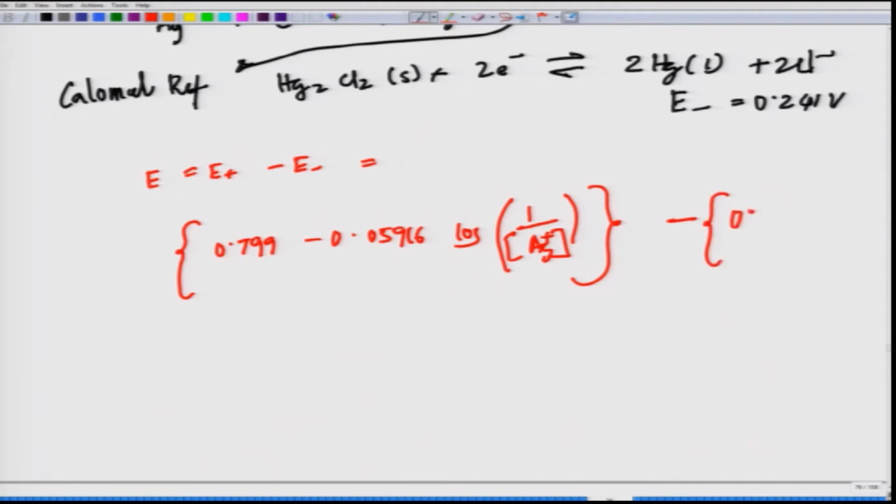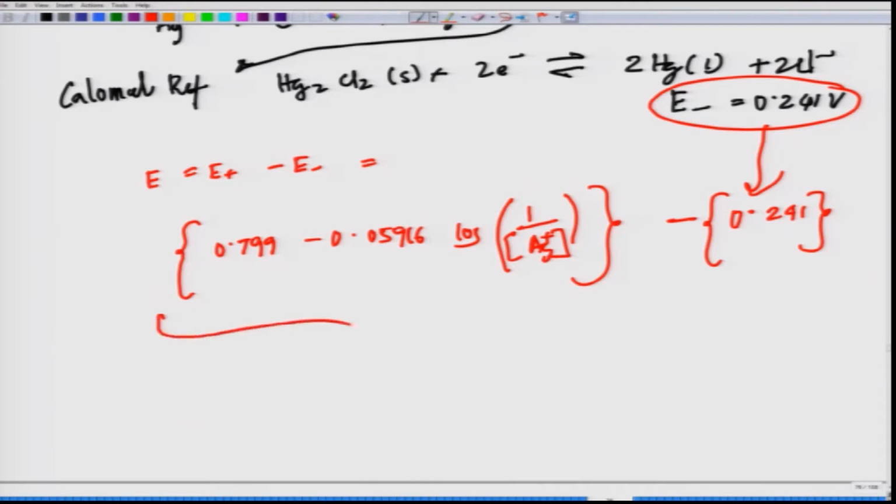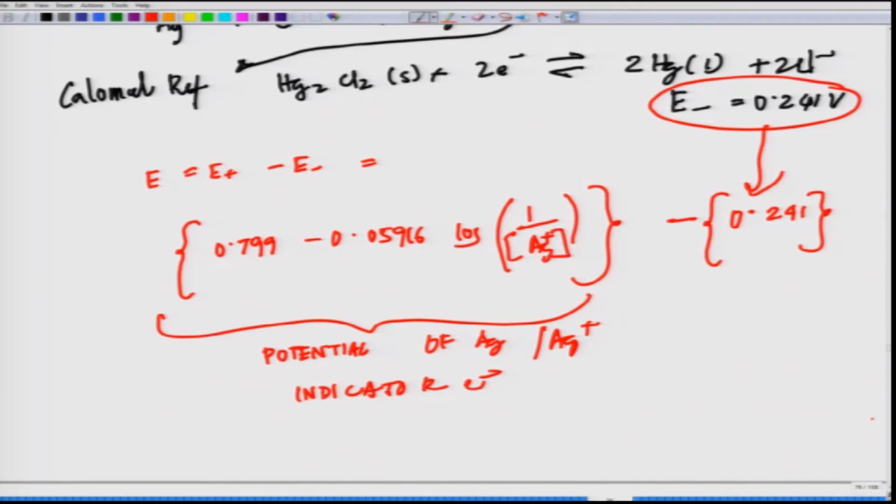Minus 0.241, which is the potential of the standard calomel reference electrode, and this is essentially your potential of the Ag plus indicator electrode. So, now if you calculate, E equals 0.558 plus 0.05916 log Ag plus.